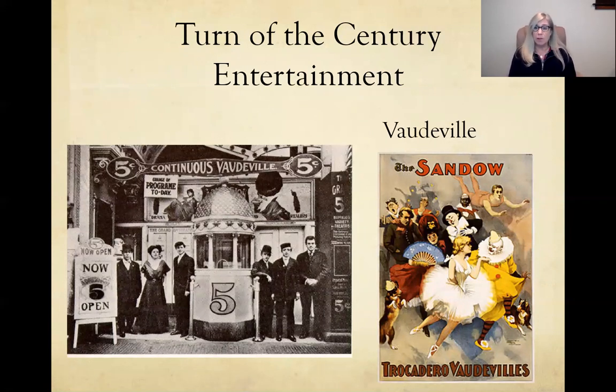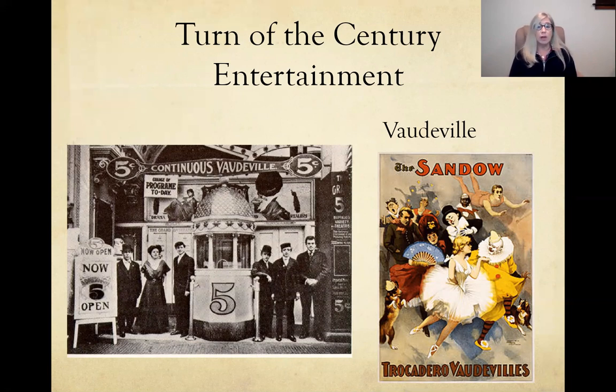One is going to the vaudeville show. Vaudeville is almost like a variety show or a talent show. It kind of reminds me of America's Got Talent, that TV show where somebody might come in and juggle, somebody might come in and have dog tricks, someone's singing, someone's doing some sort of acrobatic act. You've got all that rolled into one show, and that's pretty much what the vaudeville shows were.